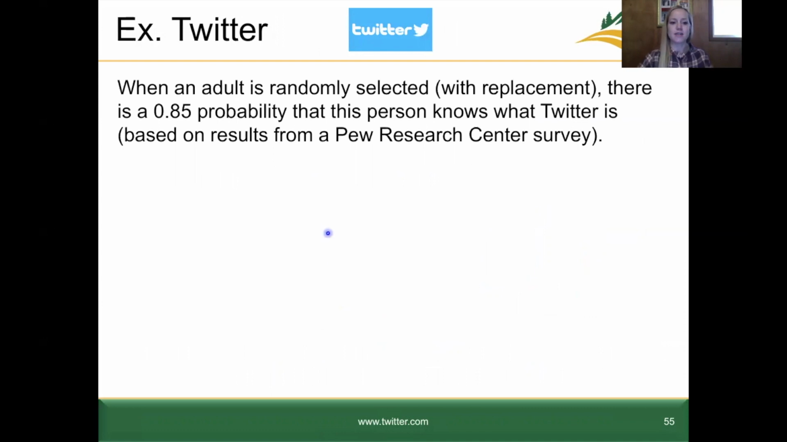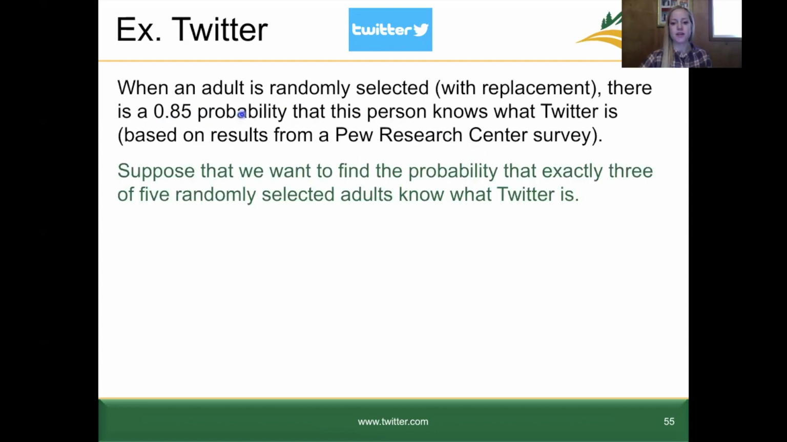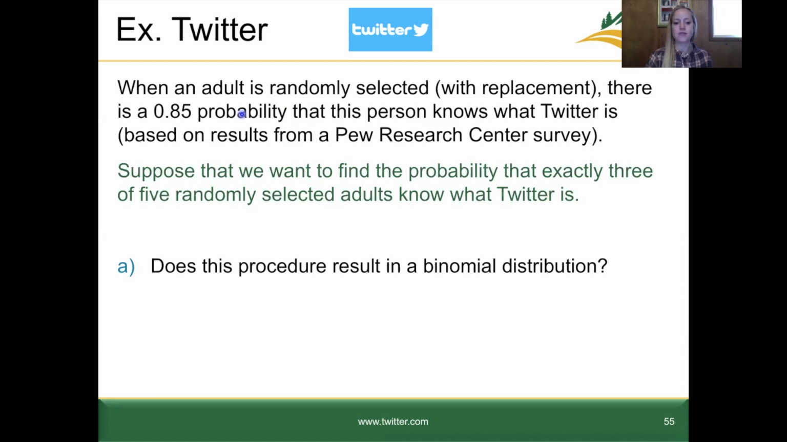We're going to say an adult is randomly selected with replacement. There's a 0.85 probability that this person knows what Twitter is. I do not know what year this is from, and it might be even higher today, but let's go with this example. Suppose that we want to find the probability that exactly 3 of 5 randomly selected adults know what Twitter is. Using this example, we're going to answer, does this procedure result in a binomial distribution?